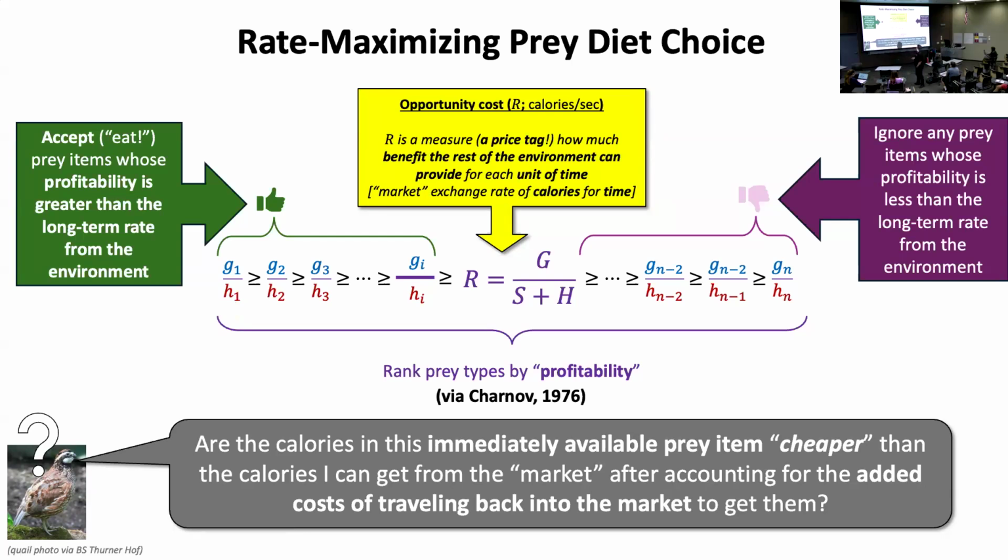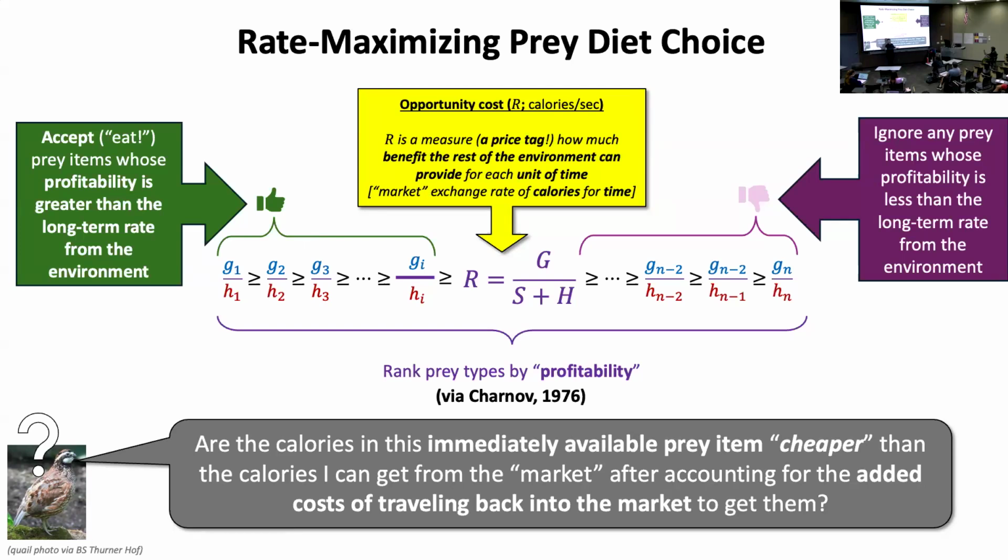Profitability is the ratio of gain to handling time. So every prey type has a different profitability. So I sort them all, and the background rate that I get from the environment is like a fence post that separates the prey that I eat from the prey that I ignore. And so that's where this opportunity cost fits.